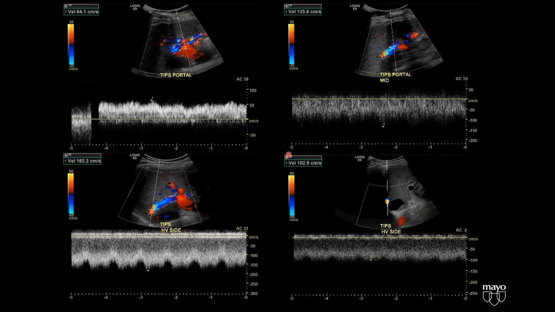And so that is good. Everything's over 30 centimeters per second. Everything's draining away. And then when we look at the velocity within the TIPS itself, it's over 100. So 135 in the proximal part, 182 towards the hepatic venous side, 103. Everything's looking good. That's a normal TIPS.